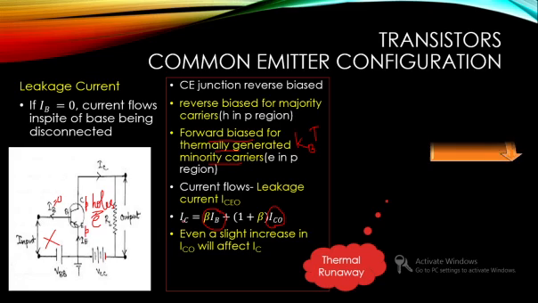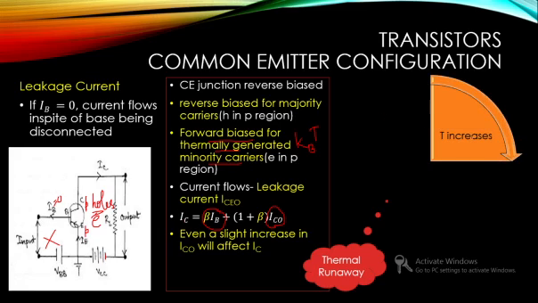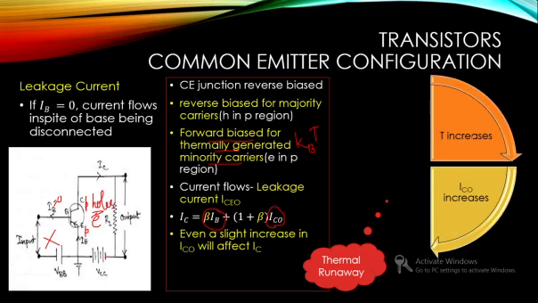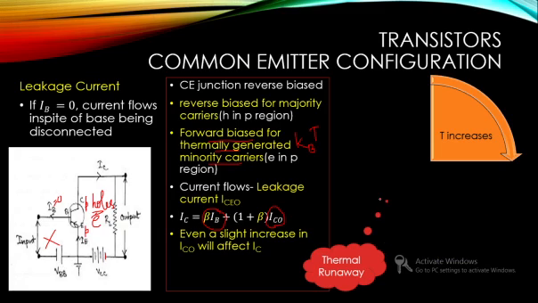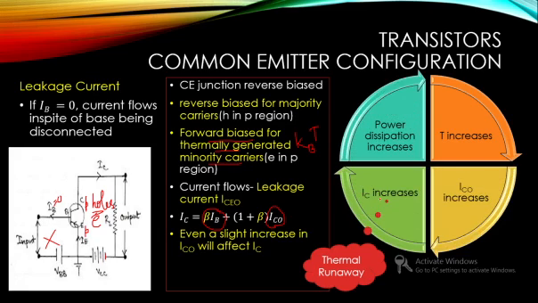Okay, so what you can see is that if temperature increases, minority carriers will be more, and hence leakage current will be increasing. If leakage current increases, it is related to collector current, so collector current will increase. If collector current increases, what happens? There will be more power dissipation, because it is reverse biased, right? So in reverse biasing, even if current flow increases, the voltage drop will be very high. Power dissipation of the diode will increase. So if power dissipation increases, what will happen? Temperature of the junction will increase.